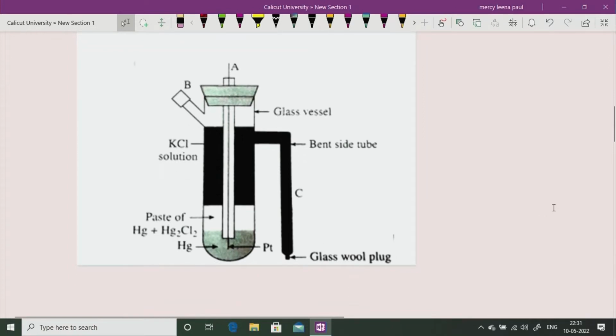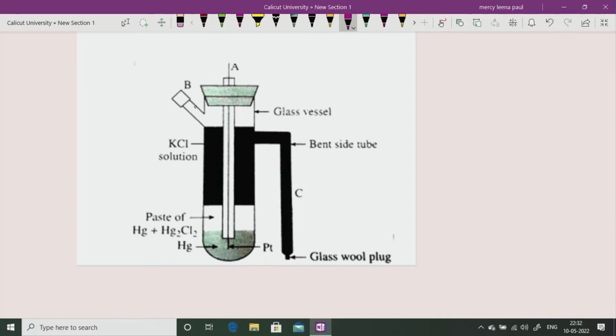See, it contains a glass tube which contains mercury at the bottom. So, the glass tube is filled with mercury at the bottom. It has two side tubes, that is, one side tube which is bent at a right angle and has a jet type at the tip, and it is plugged with glass wool.